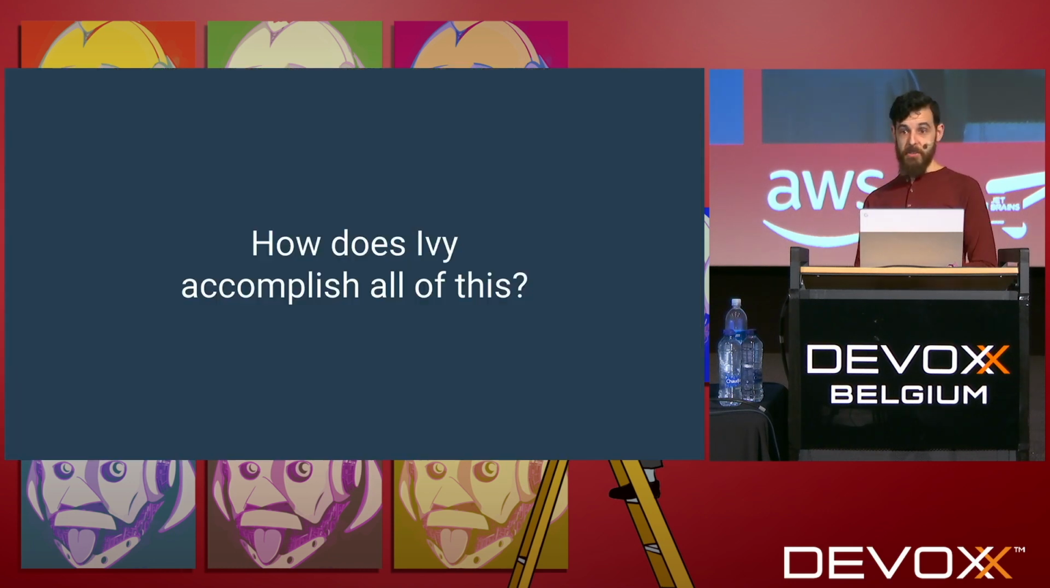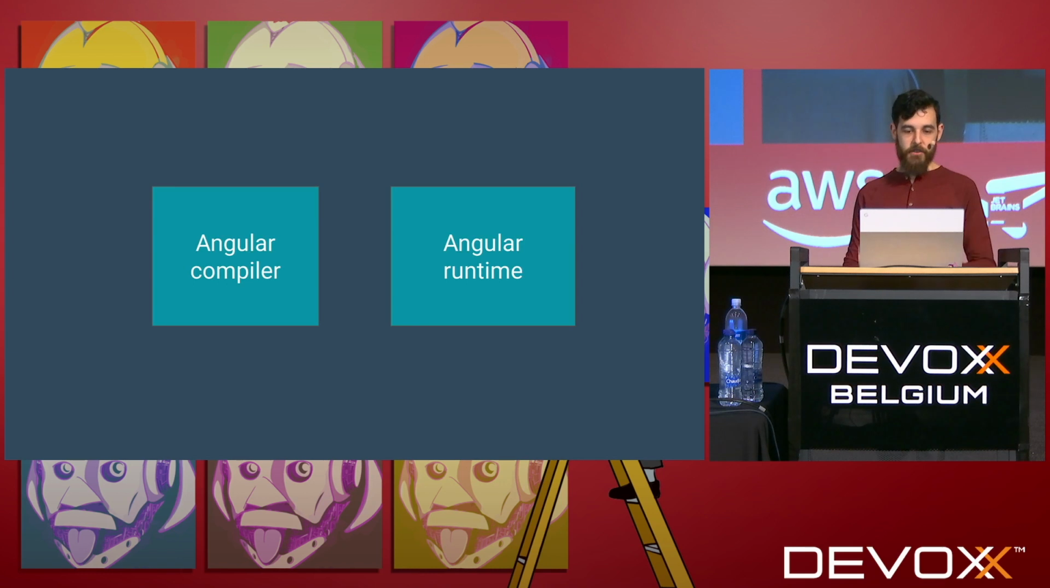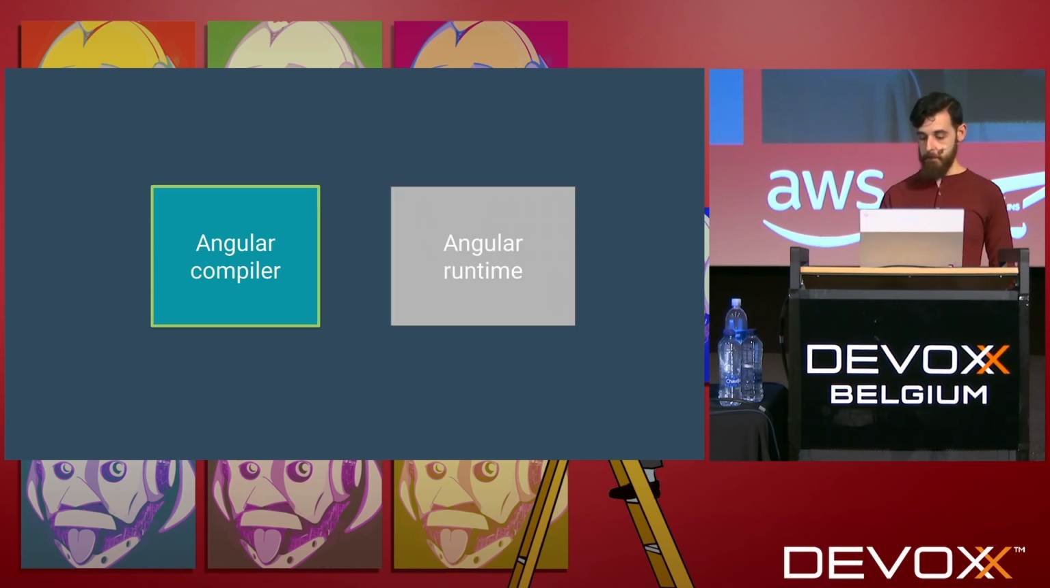So that's a lot of really ambitious goals. How does Ivy accomplish all of that? Let's dive into some of the more technical details of how Ivy is going to accomplish this. We're going to split this into two parts. We're going to look at the Angular compiler, which is what you're building before you end up with your JavaScript bundle that's running in the browser, and the Angular runtime, which is the code that actually runs in the browser. We're going to start with the compiler.